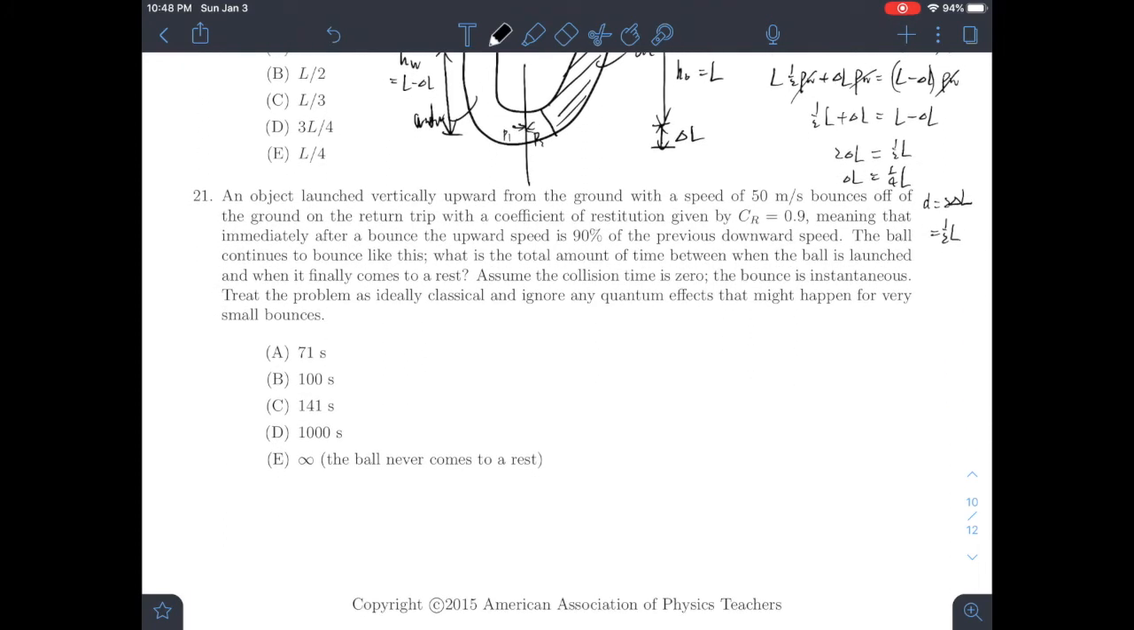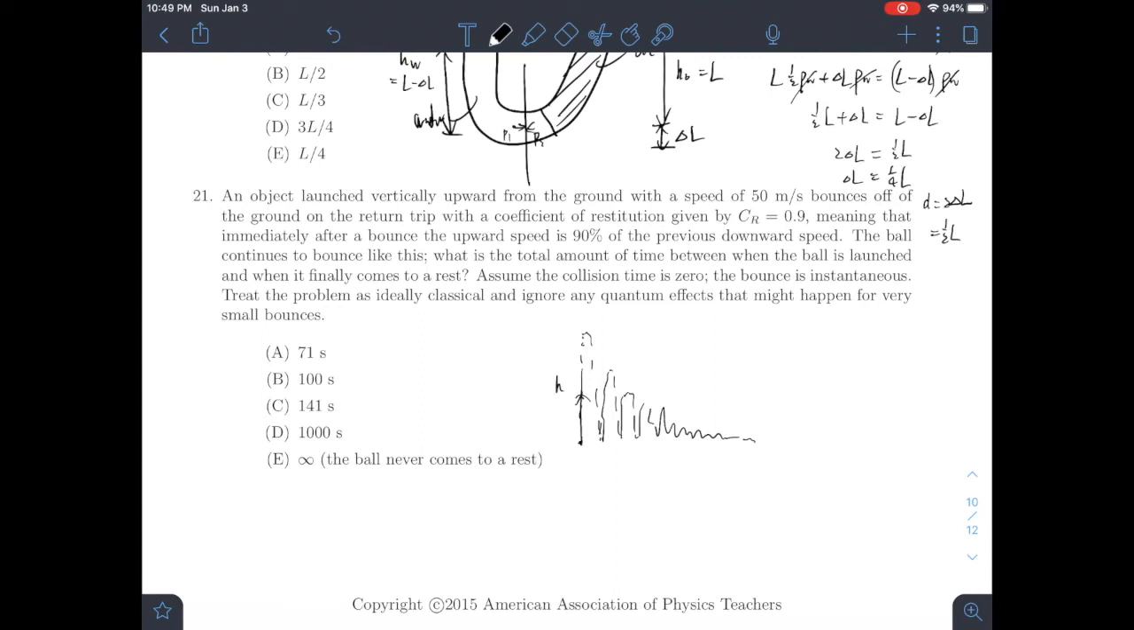Okay. Question number 21. An object launches vertically upward from the ground with a speed of 50 meters per second, and bounces off the ground on the return trip with a coefficient of restitution given by CR equal to -0.9, meaning that immediately after the bounce, the upward speed is 90% of the previous downward speed. The ball continues bouncing like this. What is the total amount of time between when the ball is launched and when it finally comes to rest? Assume the collision time is 0, so the bounce is instantaneous. Treat the problem as ideally classical and ignore any quantum effects, which happen for very small bounces.